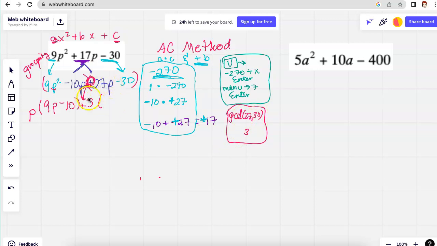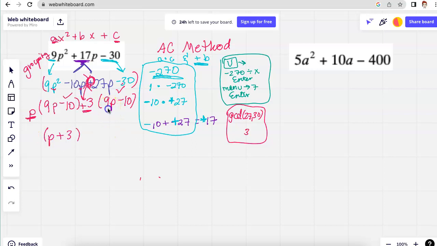And now 27p divided by 3 is 9p. Negative 30 divided by 3 is negative 10. We know we've done it correctly because our parentheses are the same. And last step, we write our first parenthesis with our GCF, p plus 3.